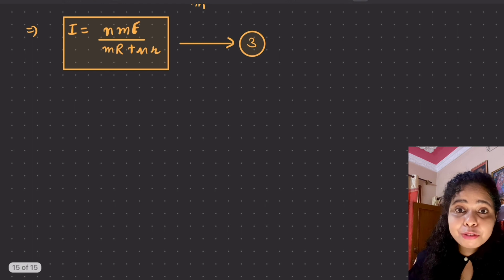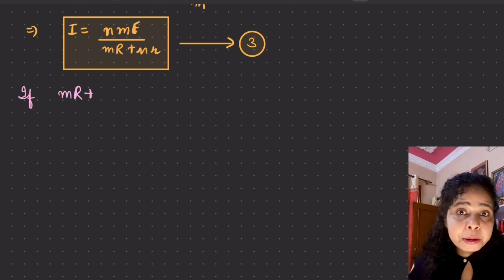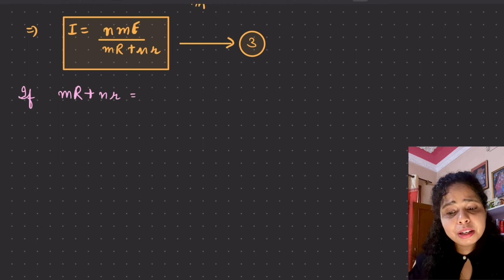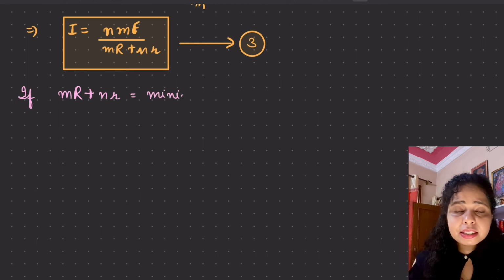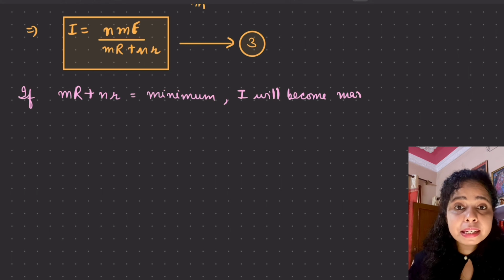That means we have to find the condition for maximum flow of current. Now the maximum flow of current is only possible if the denominator of this equation, that is M into capital R plus n into small r, is minimum. How can we make this equation minimum? How can we make MR plus nr, which are positive terms that are adding up, to be minimum? So let us consider a mathematical approach.